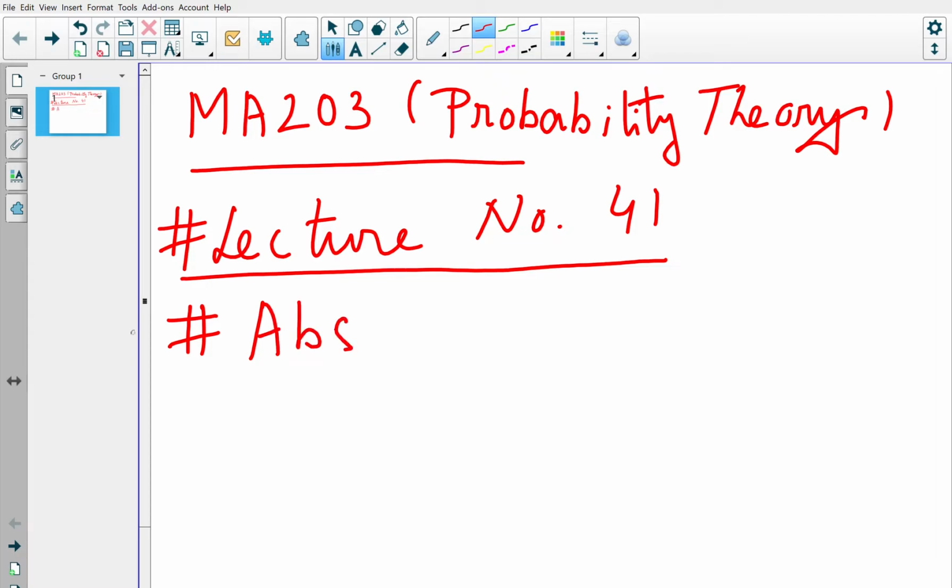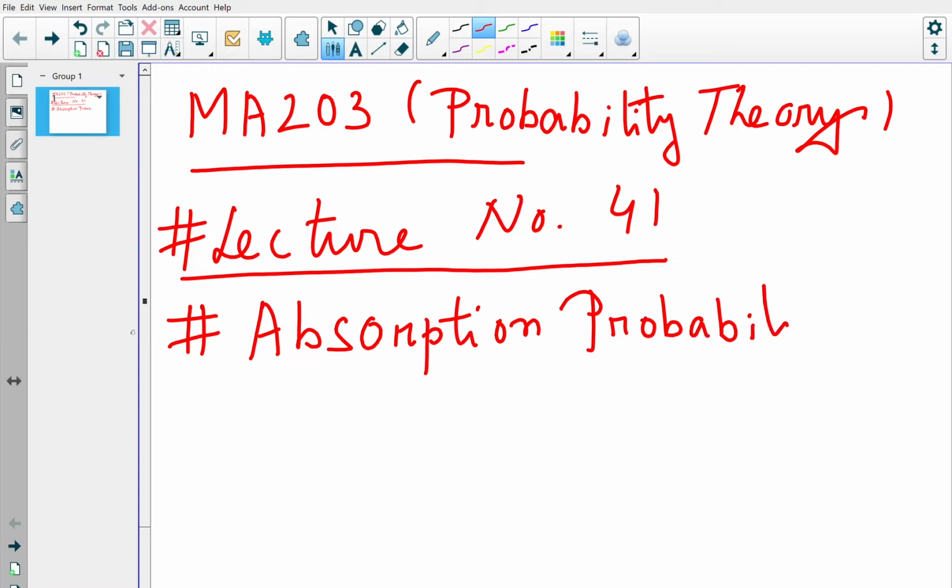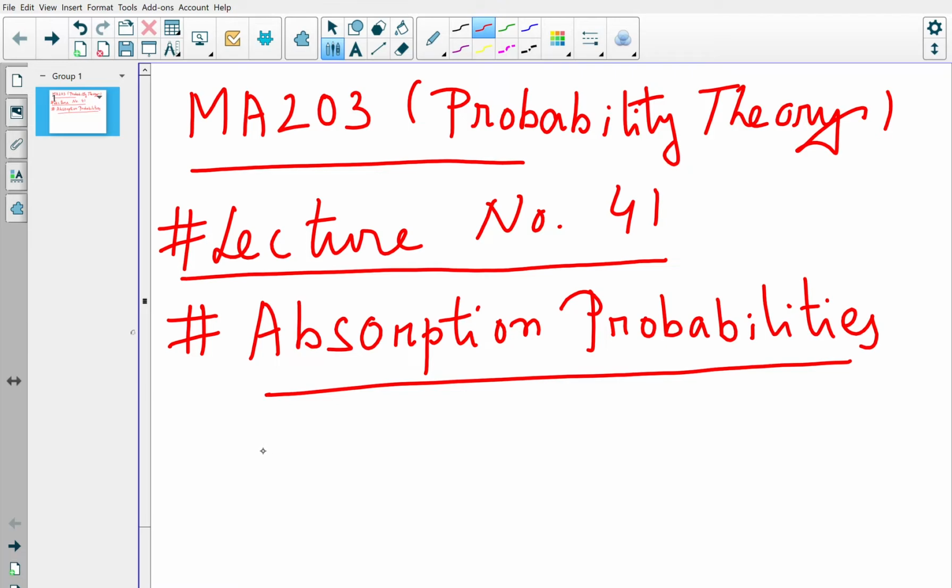Absorption probabilities. So what do you mean by absorption probabilities? Let me give an example. This example I discussed earlier also.